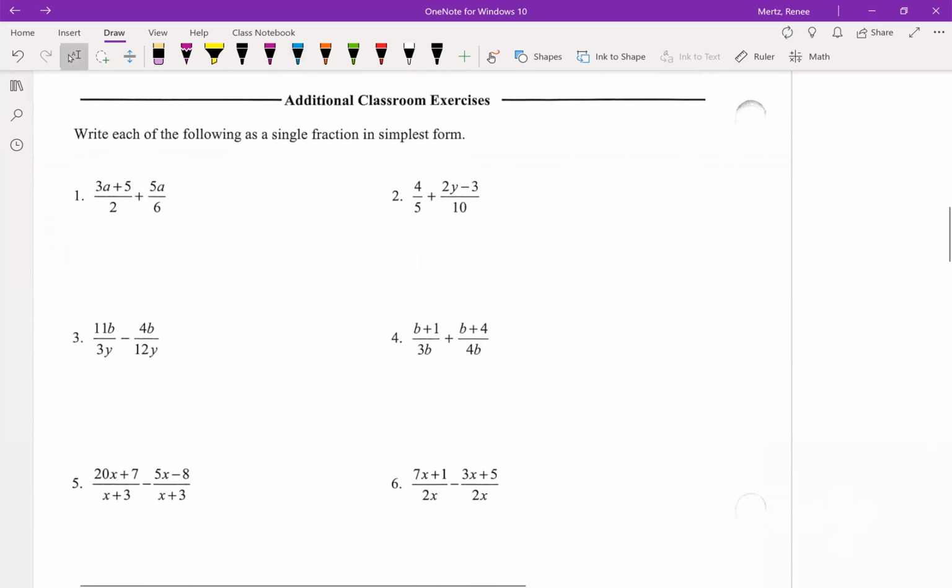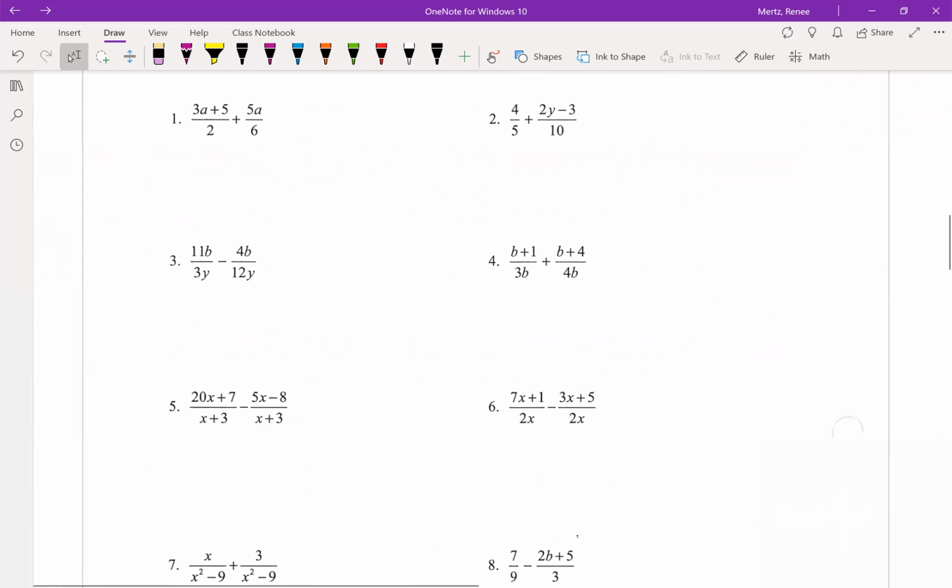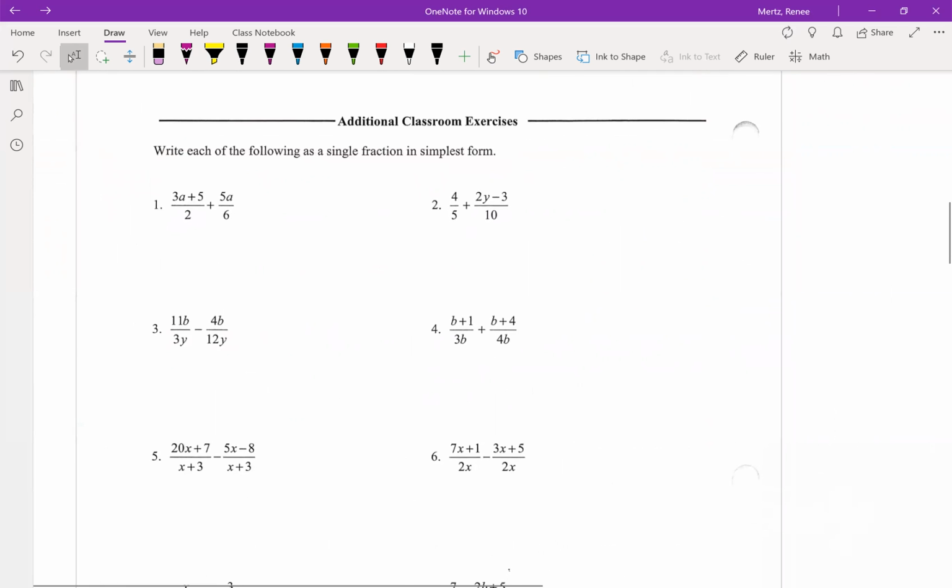All right, so now we're just going to go through. We're going to practice adding and subtracting them. So there's a lot of examples here. I think we'll just do a few. So on number 1, we need to get common denominators. So the first fraction has to be multiplied by what? Good. It needs a 3 over 3. So we're going to multiply.